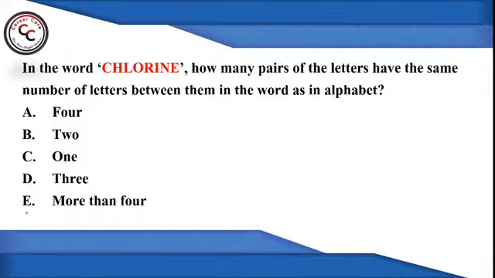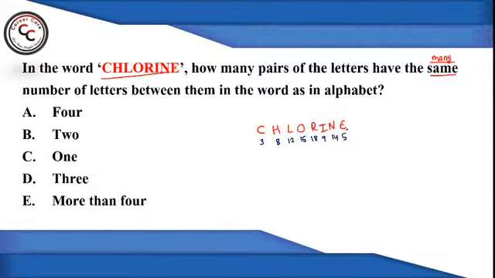In the word chlorine, how many pairs of letters have the same number of letters between them as between them in the English alphabet? Same or many, you can take same, no problem. The word is CHLORINE. These kinds of questions you can solve by counting letters or counting numbers. I am going with counting numbers by taking positions: C is position 3, H is 8, L is 12, 15, 18, 9, 14 and 5.